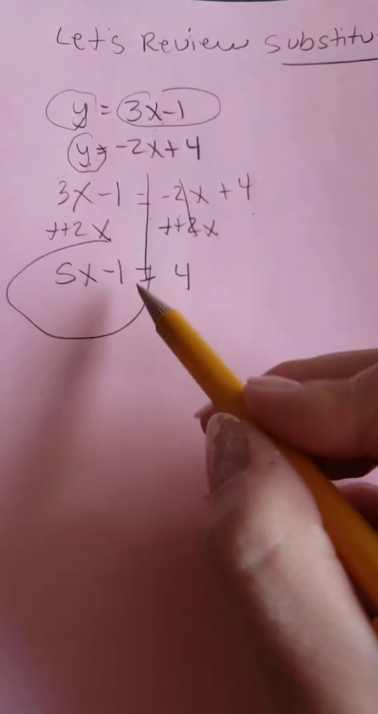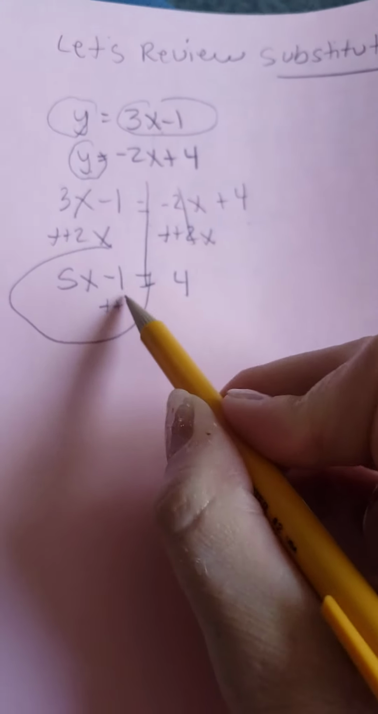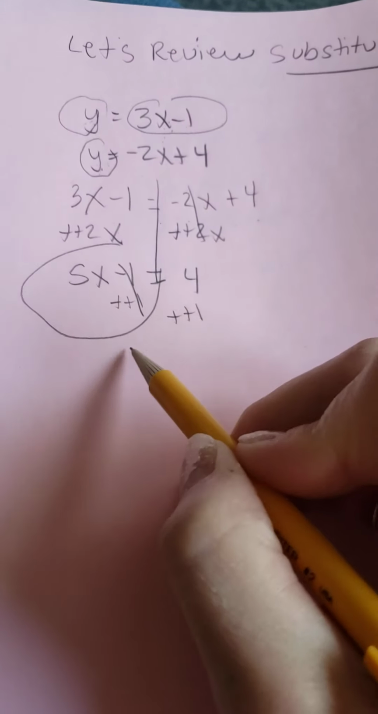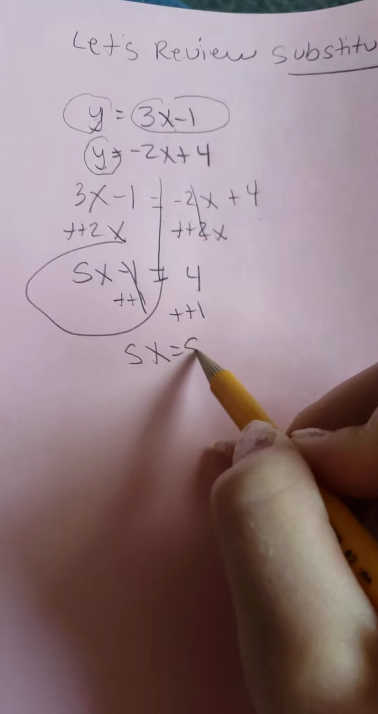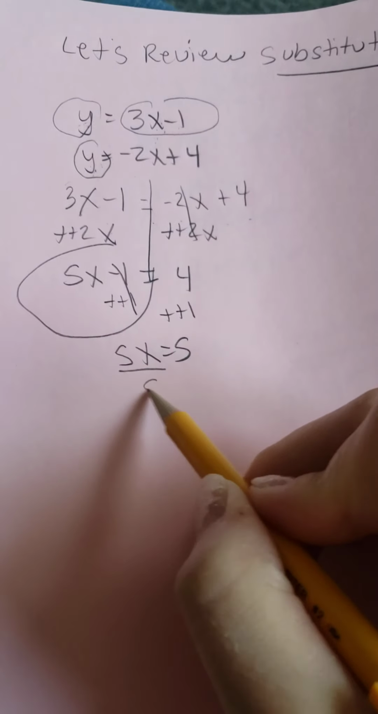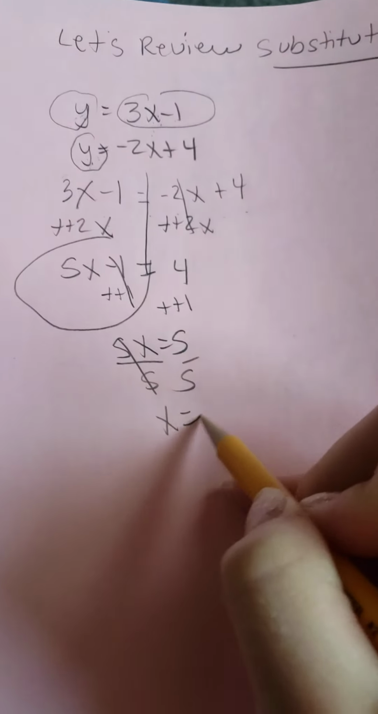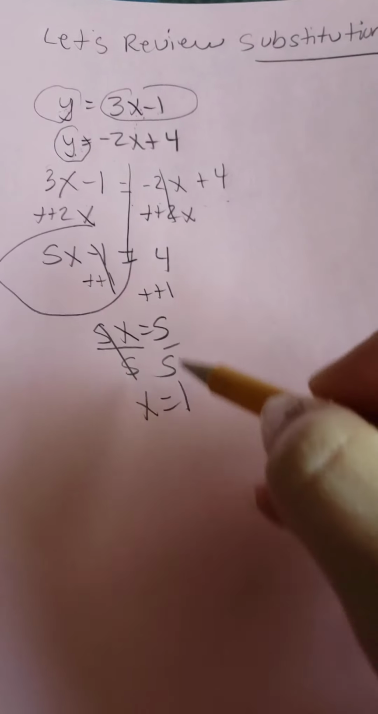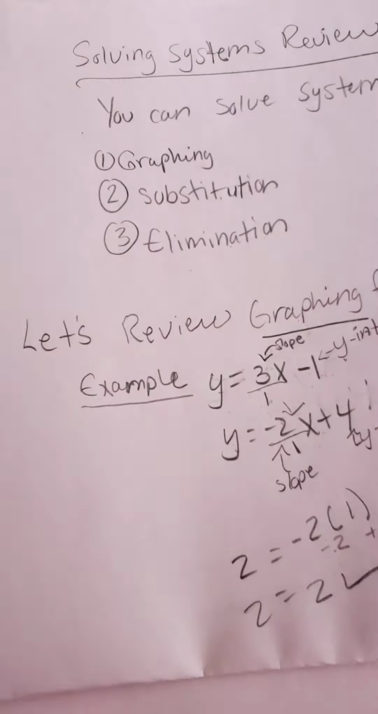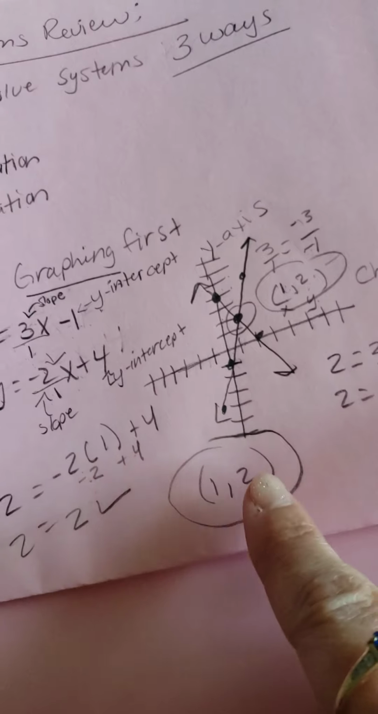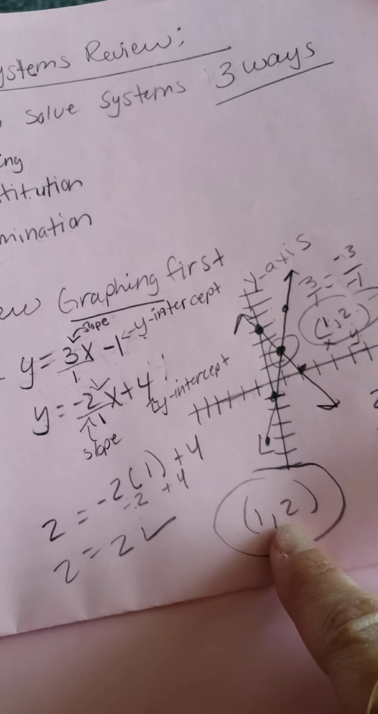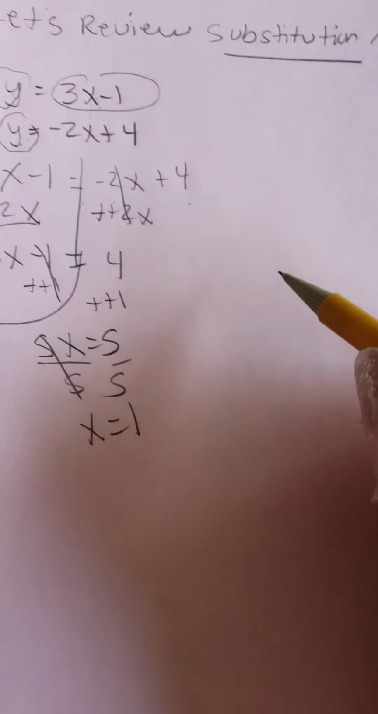And now you're just solving a two-step equation. So add a positive 1 to both sides, and you get 5x equals 5. And then divide by 5, and you'll find out x is 1. We already knew x was 1 because we already solved the system through graphing, if you remember. But we're going to continue to solve it through substitution this way.